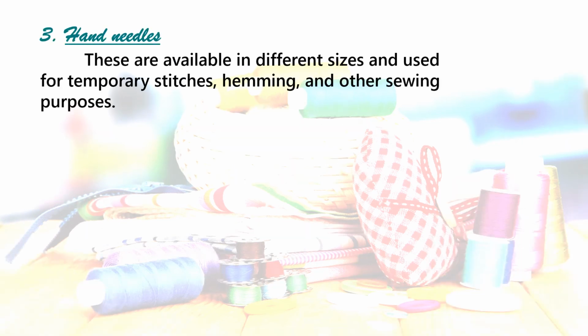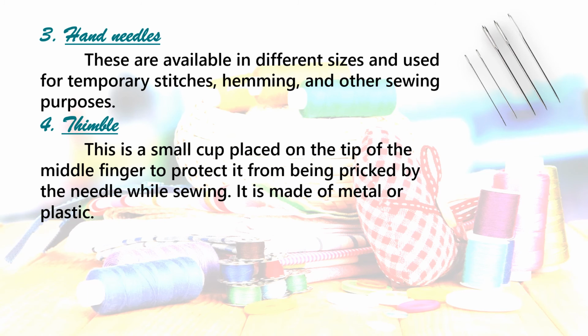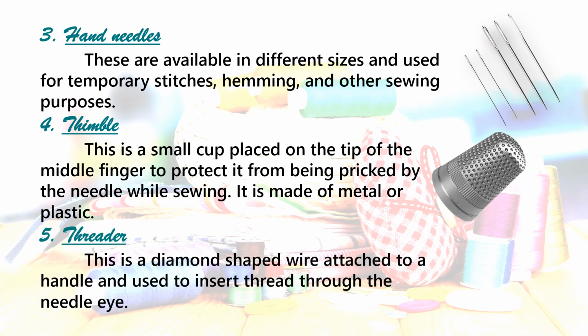The third one is the hand needles. These are available in different sizes and used for temporary stitches, hemming, and other sewing purposes. The fourth one is the thimble. This is a small cup placed on the tip of the middle finger to protect it from being pricked by the needle while sewing. It is made of metal or plastic. The fifth one is the threader. This is a diamond-shaped wire attached to a handle and used to insert thread through the needle eye.